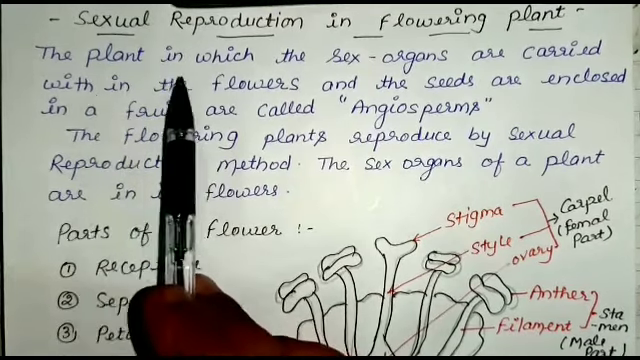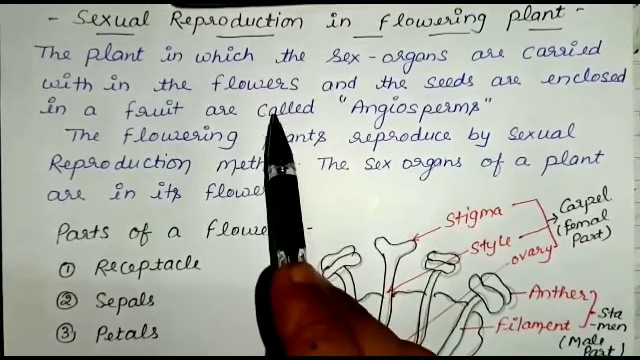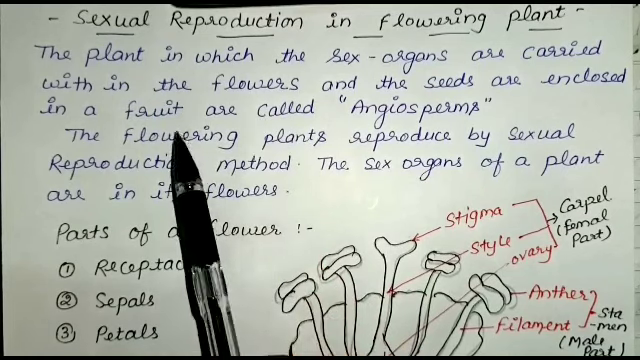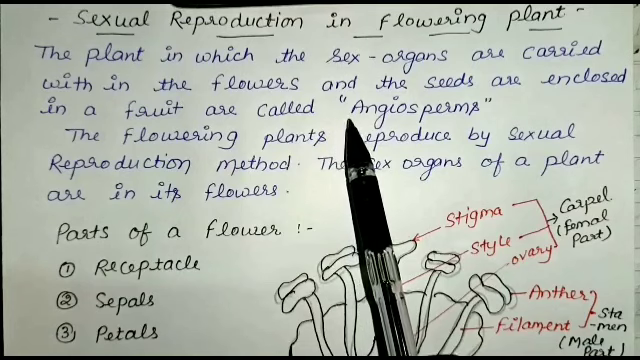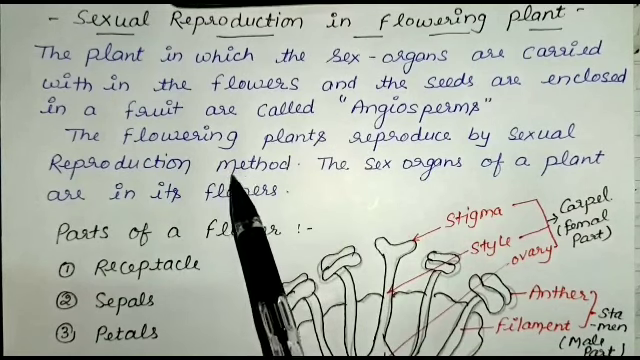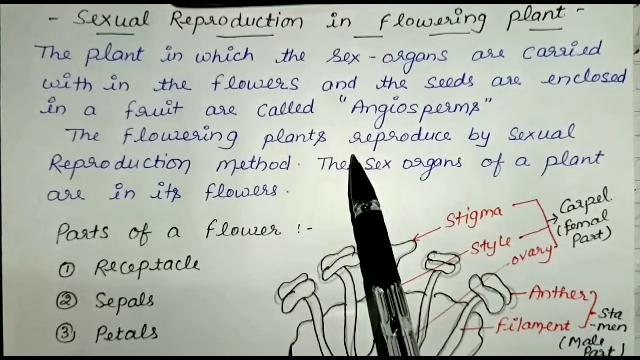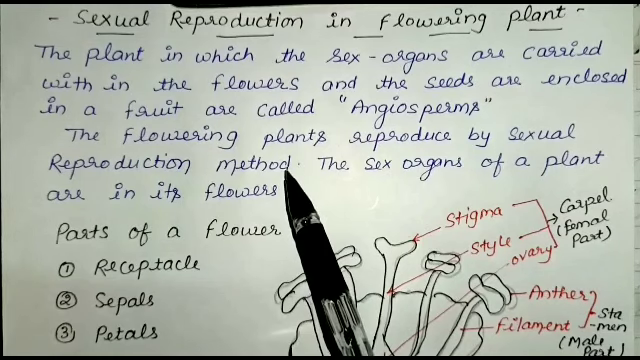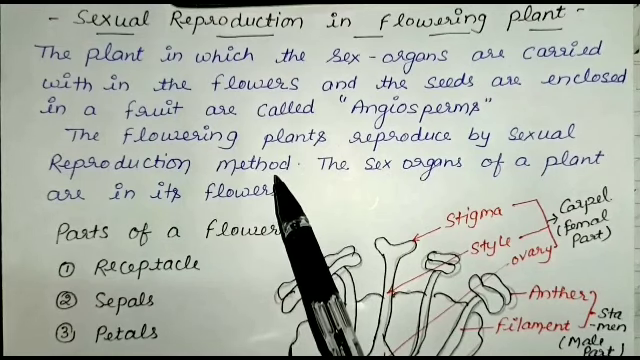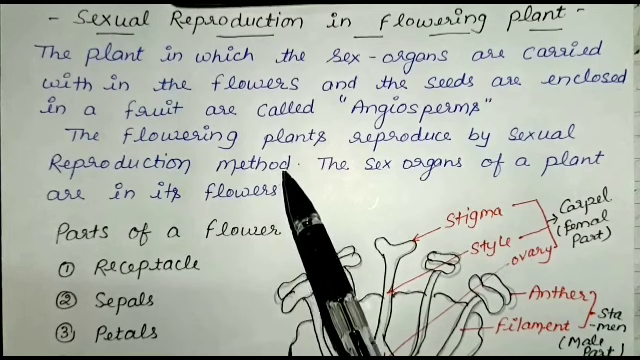We know that the plants in which the sex organs are carried within the flower and the seeds are enclosed in a fruit are called angiosperms. Angiosperms are commonly known as flowering plants. The flowering plants reproduce by the sexual reproduction method. This means the two sexes, male and female, are involved in reproduction in flowering plants like human beings. Plants also have male and female sex organs, though they are different in form. The sex organs of a plant are in its flower.